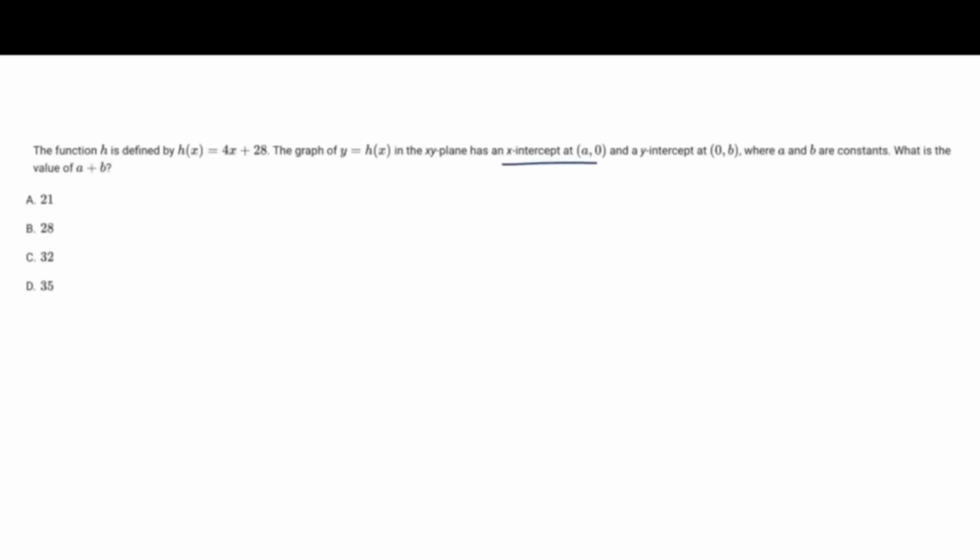So the x-intercept, as you can pretty easily deduce from this, is what value of x will give you an output of y equals 0, right? So here we can just say 4x plus 28, which is going to be our h of x function, and we want to set this equal to 0 because we want the output to be 0, as you can see right here. So here we can just subtract 28 on both sides, so we get negative 28 equals 4x, and then we'll divide both sides by 4 to isolate for x, and so we get x equals negative 7.